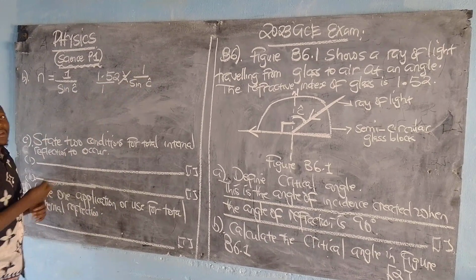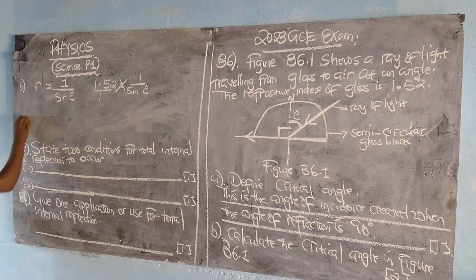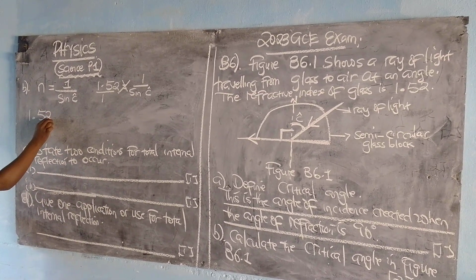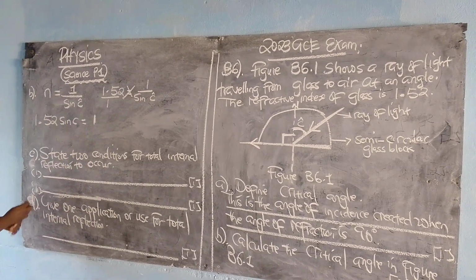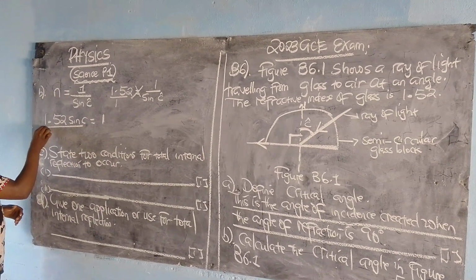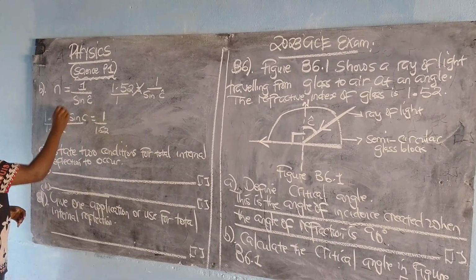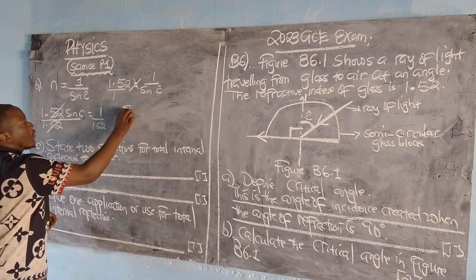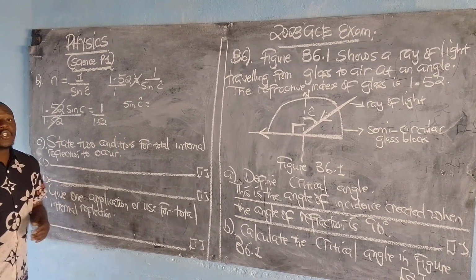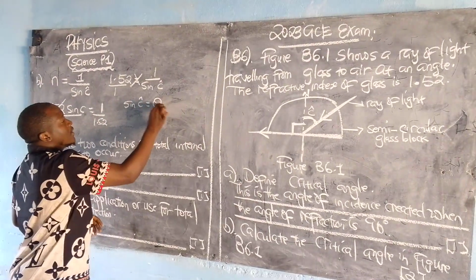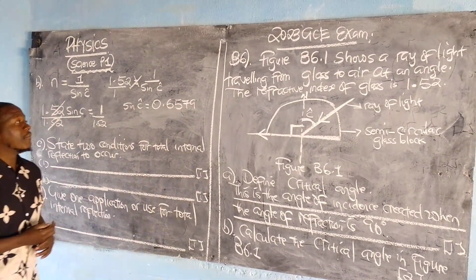Then we're going to cross multiply. So I'm going to say 1.52 times sine c. We're going to have 1.52 sine critical equals 1 times 1. It's going to give us a 1. So here we're going to divide by 1.52, and here 1.52, so this and that cancel. So here we're going to have sine critical equals, when 1 is divided by 1.52, when we use a calculator, it's supposed to give us 0.6579 with some other values.